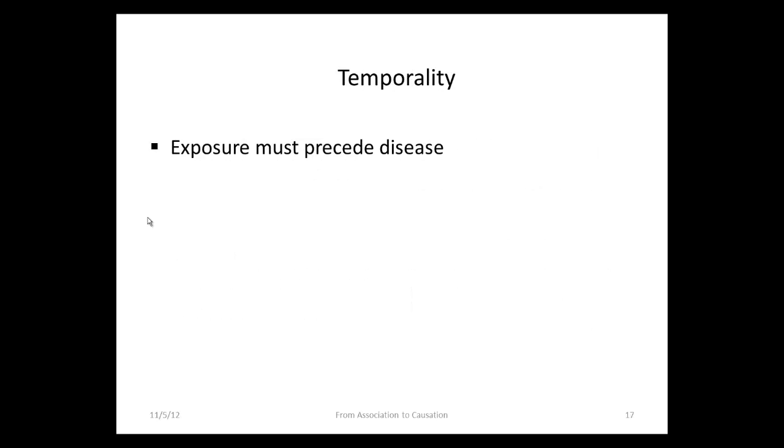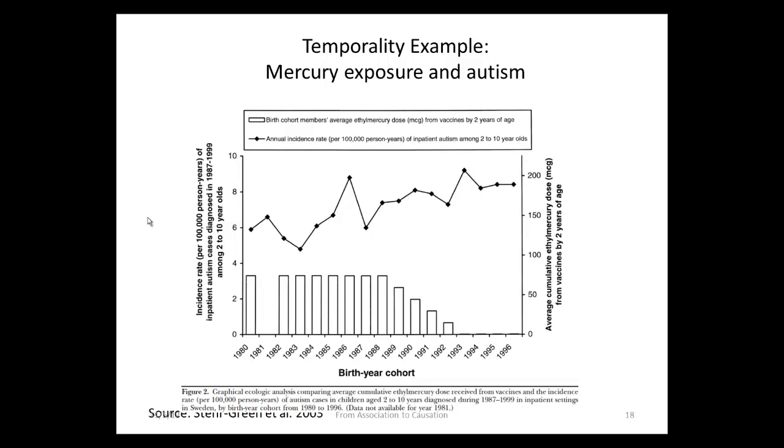Temporality is a biggie, and we've talked about this before. Because of the universe that we live in, that pretty much time only moves in one direction, we really want to be able to see that the exposure preceded the disease. That's one of the challenges to cross-sectional studies, and of course one of the great joys of cohort studies is that we can follow people for a long time.